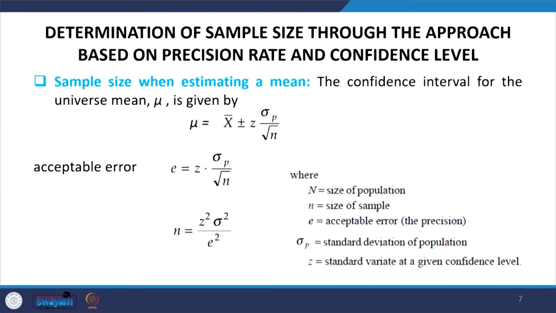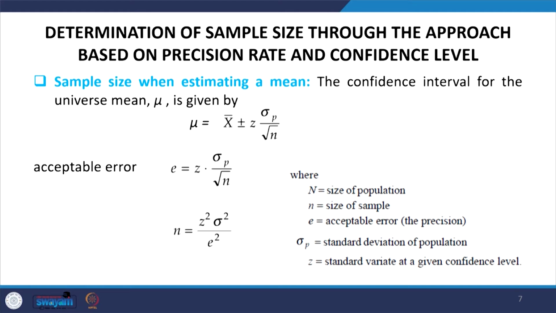Now, we are discussing sample size, what it requires and how it is relevant, and what parameters are urgently required to estimate it. It is based on the extent of precision in the result and the confidence level.